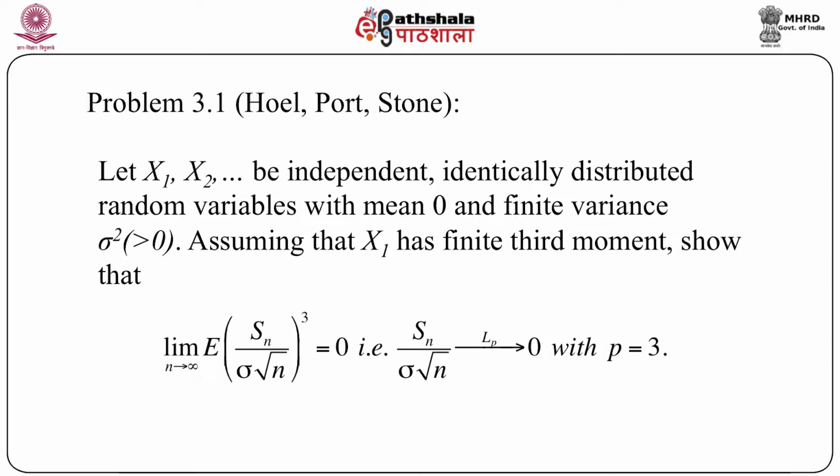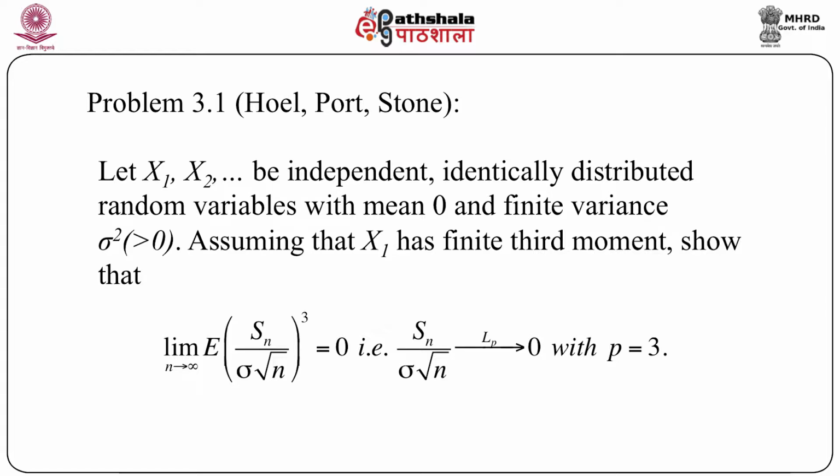So up to this we usually know that in many cases we have random variables where we assume the mean to be 0 and variance to be some finite quantity. In this case it is sigma squared. Now assume that x1 has a finite third order moment. Now when we assume x1 has a finite third order moment, that means each of these x1, x2 and so on has a finite third order moment because they are identically distributed.